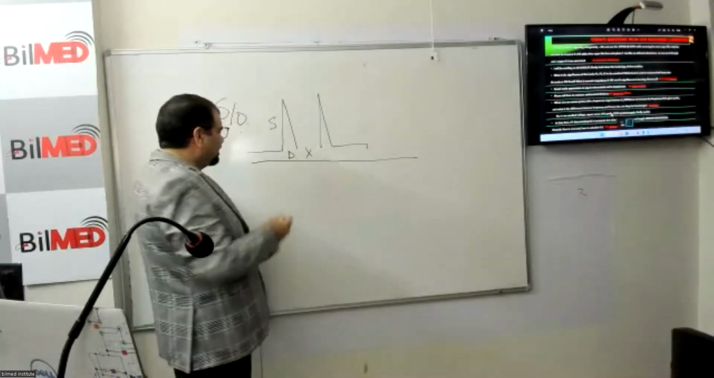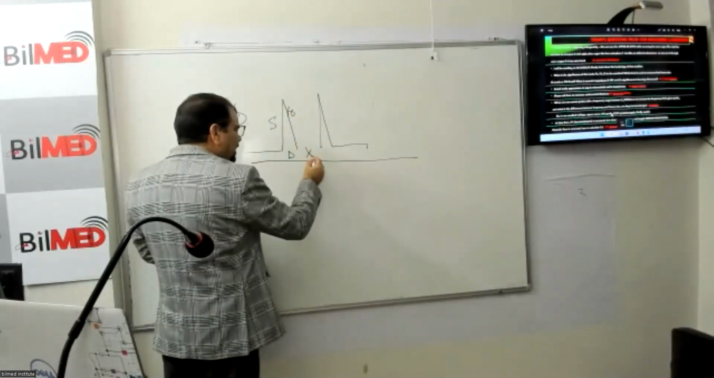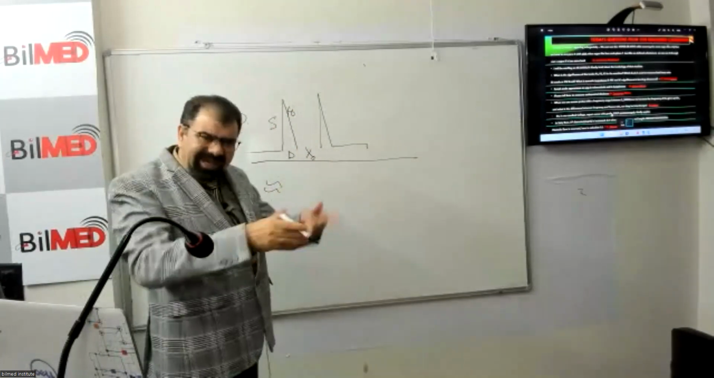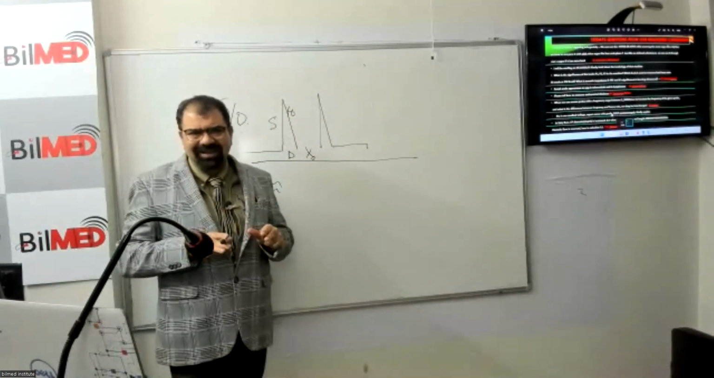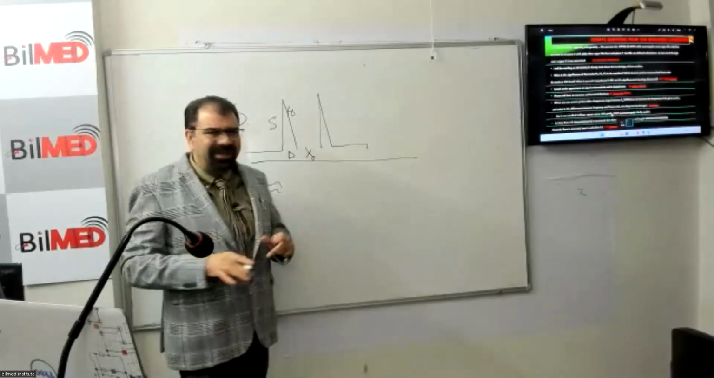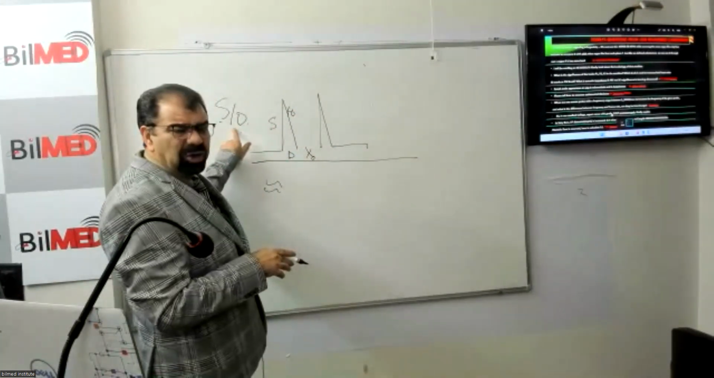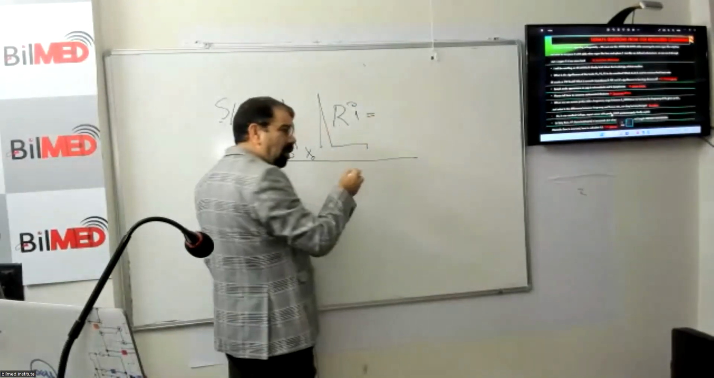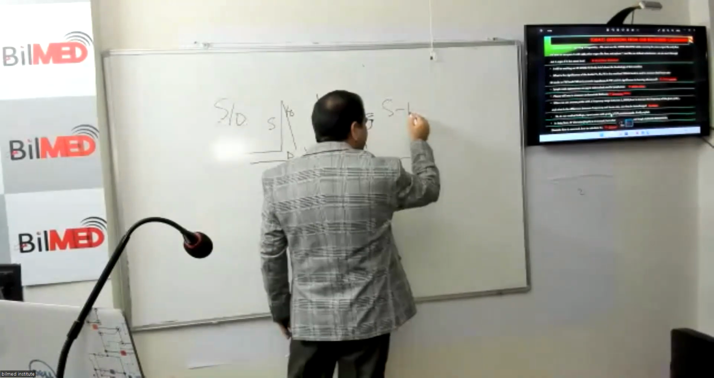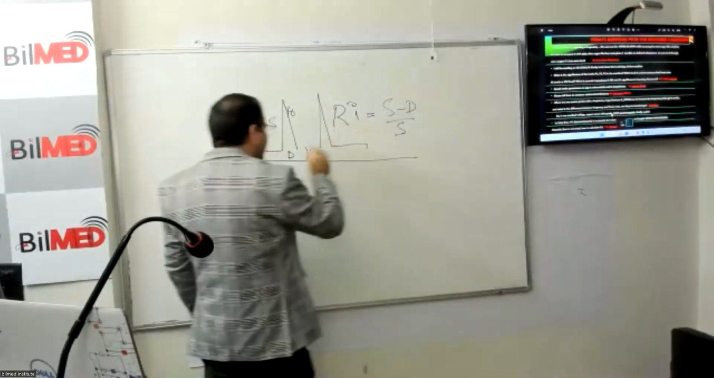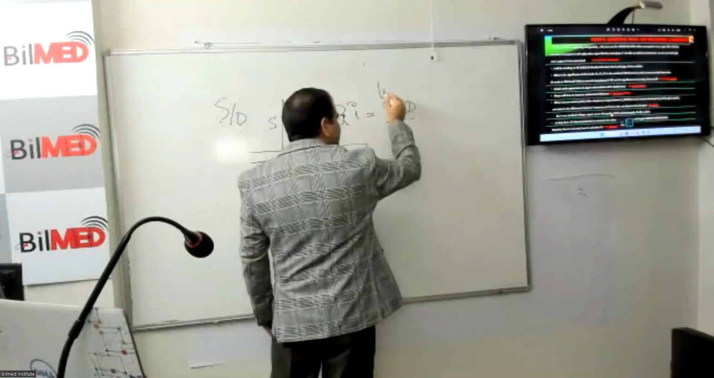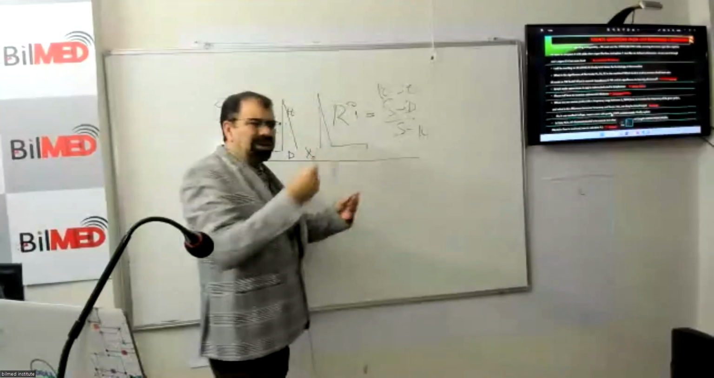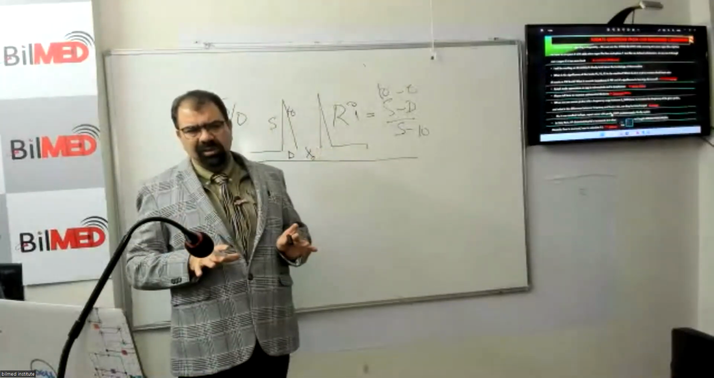No, I cannot take it, because then 10 upon 0 will be a static thing. So here we are not taking S by D ratio. If I am not taking S by D ratio, how can I take the resistive index? Because the resistive index formula is S minus D upon S. If S is 10 and D is 0, this is 10, it has to be static again.